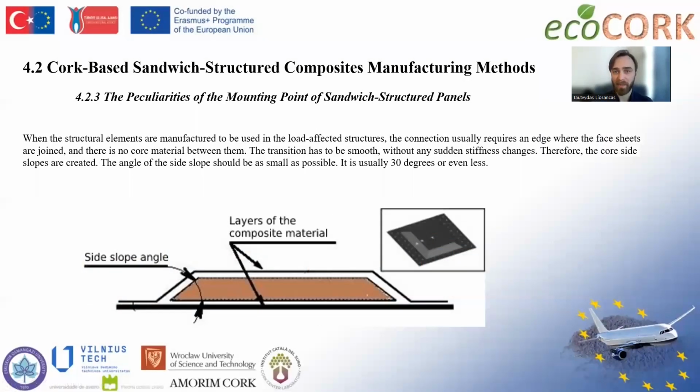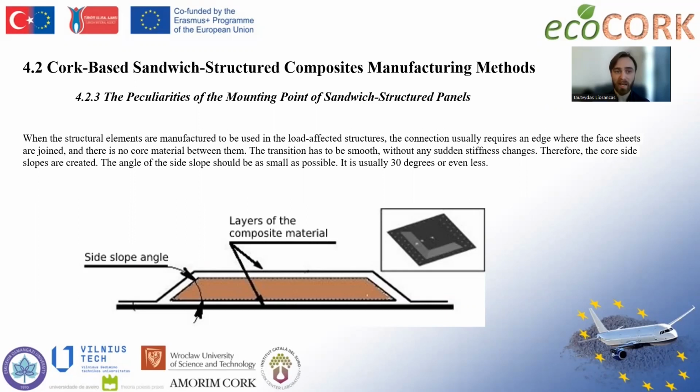Another important aspect of composite manufacturing methods is the peculiarities of the mounting point of sandwich structure plates. When the structural elements are manufactured to be used in load-affected structures, the connection usually requires an edge where the face sheets are joined and there is no core material between them. The transition has to be smooth without any sudden stiffness changes.